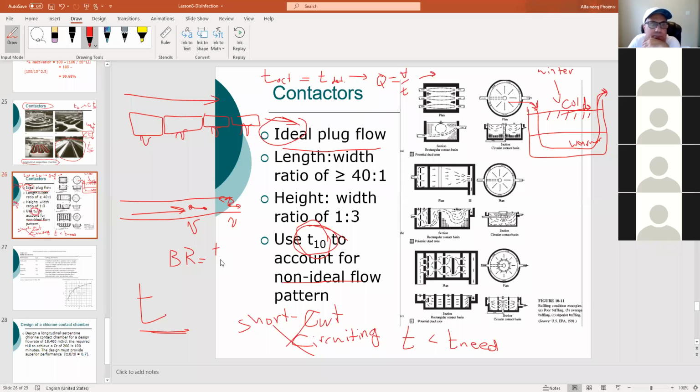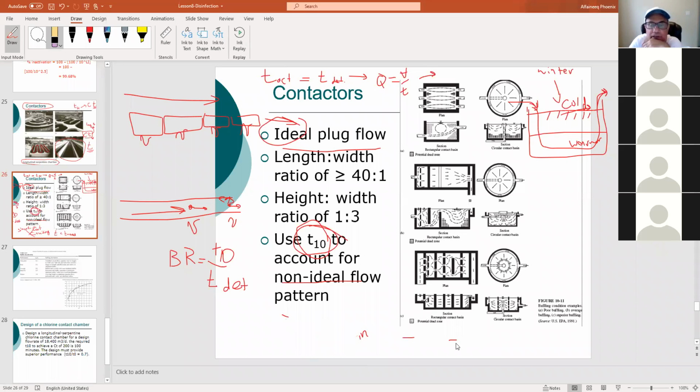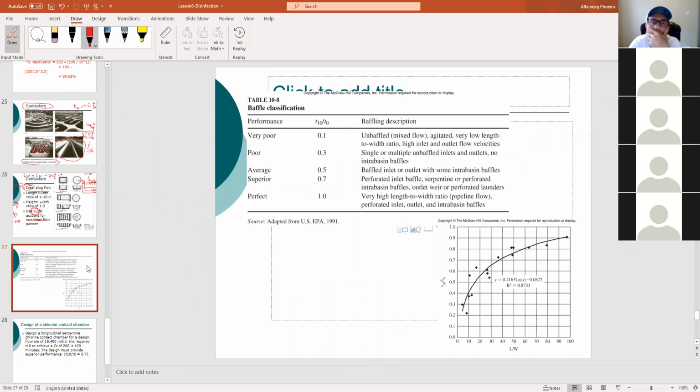T10 over that T detention, okay? Based on T10 for that particular situation, right? Now, this ratio depends on the design itself, okay? Let's look at them here. See, here is the ratio, okay? Baffling ratio. Depends on the design.